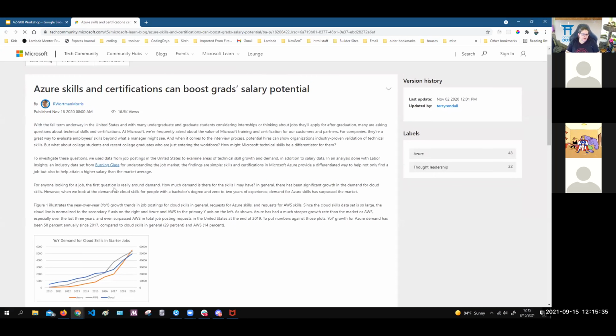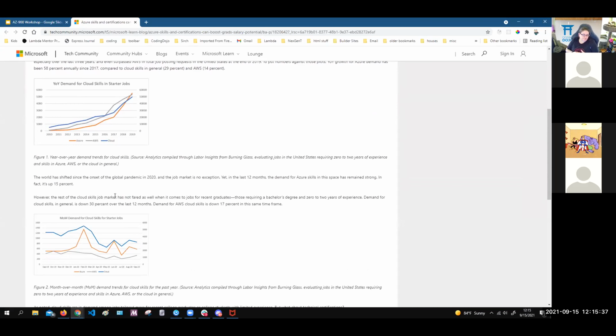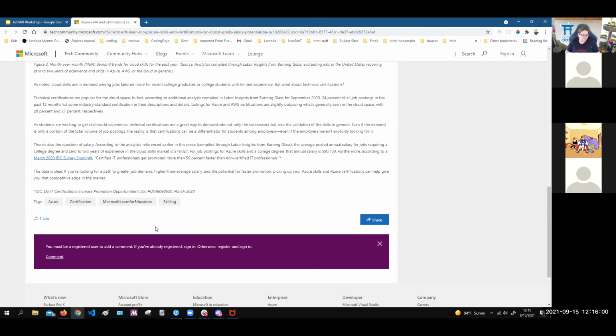So here's where the potentials are. Comparing Azure versus AWS versus cloud in general, Azure seems to rank a little bit higher. Cloud in general does rank high for jobs. So having this training will absolutely, 100% help, because we do go through the cloud.